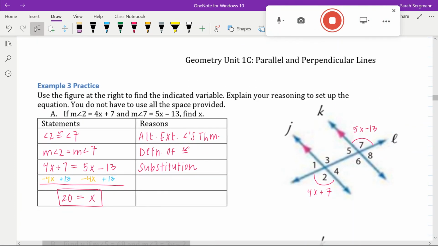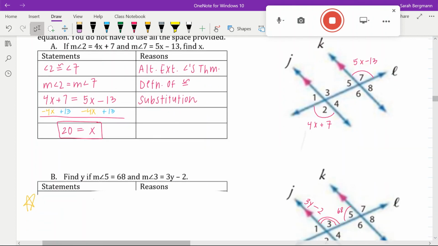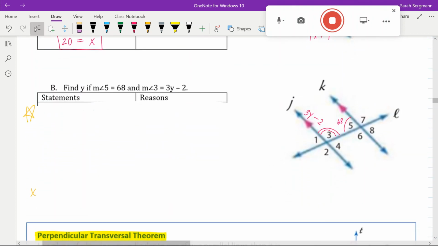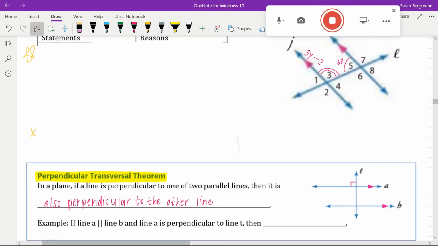Here's the correct answer for A. Those are alternate exterior angles. And for B, I'd like you to find the answer on your own.